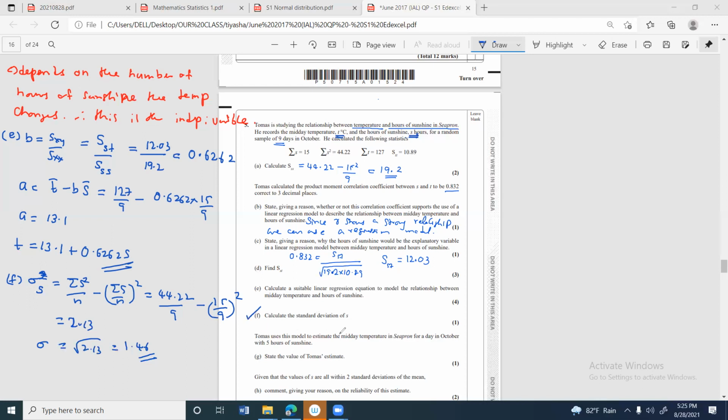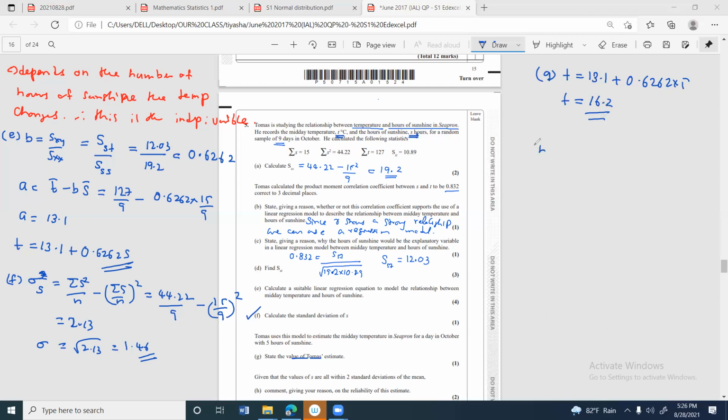Tom uses this model to estimate the midday temperature of Cyprus on a day in October with 5 hours of sunshine. State the value for Tom's estimate. So this is pretty simple. You can just put 5 into this equation. So you can write T equals 13.1 plus 0.6262 times 5. With this, you get the answer. The temperature over here is 16.2.